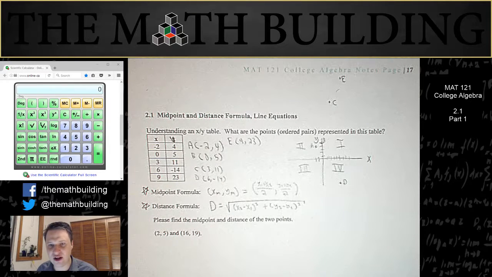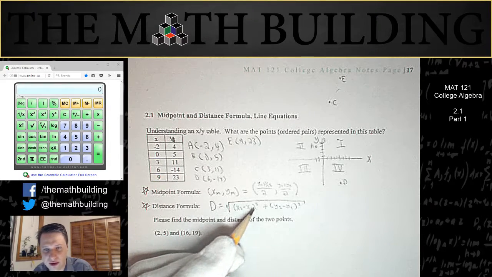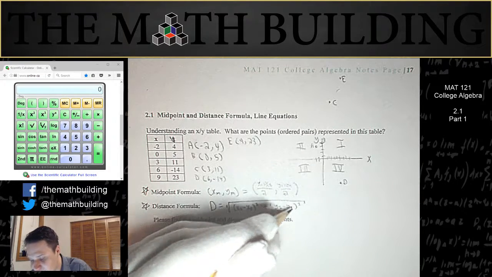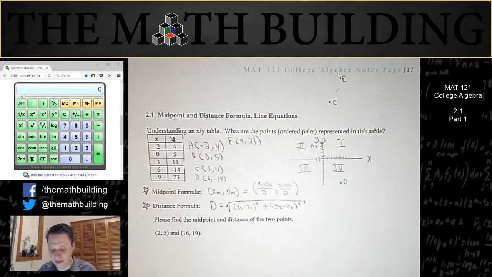Now, in a separate video, I'll show you where we get this formula, but just because it's a little hard to read, it's (x2 minus x1) squared plus (y2 minus y1) squared. This formula is basically the Pythagorean theorem in disguise, and in a separate video I'll show you how that works. So let's use the 2 formulas in an example.